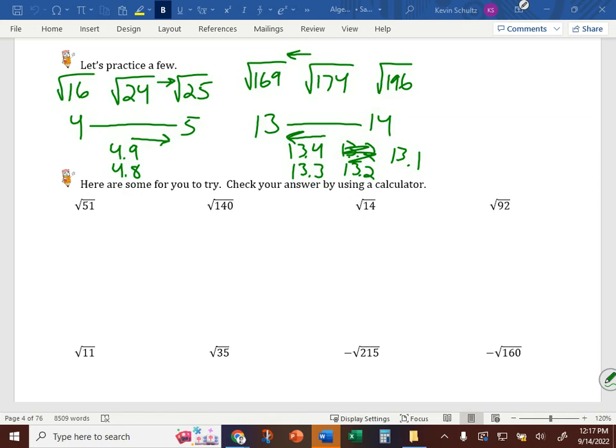Pick one from the work down below that you want to do together. Jack. How do you do negatives? This is exactly the same as positive, only make your answer negative. If this had been a negative 174, then our answer would be a negative 13.4, negative 13.3, negative 13.2, negative 13.1. The process is exactly the same, only just make your estimation negative. Okay? Would you like to do one of those? Yeah, let's do the 215. Sure.